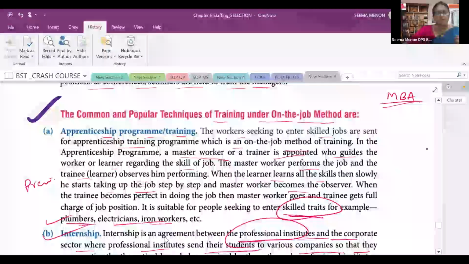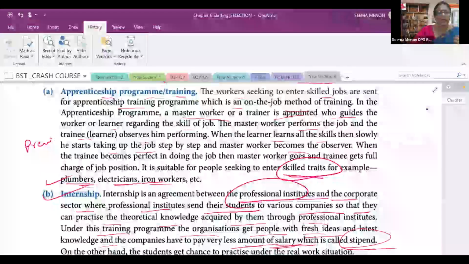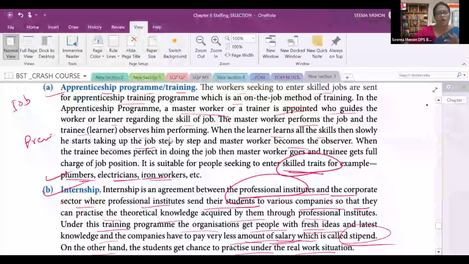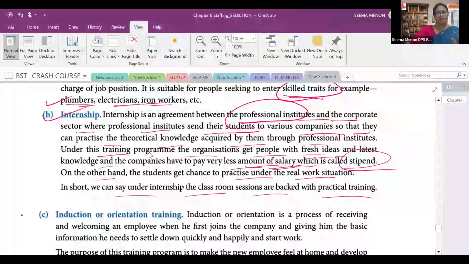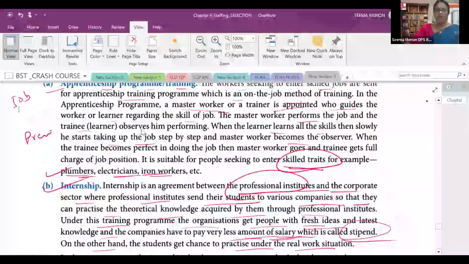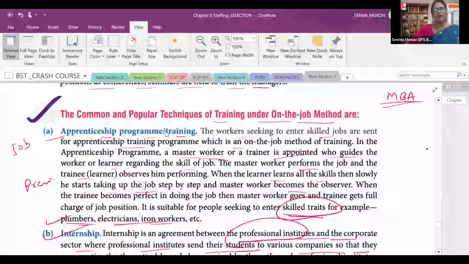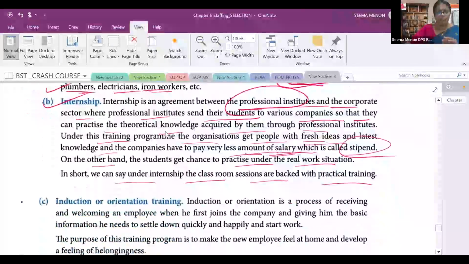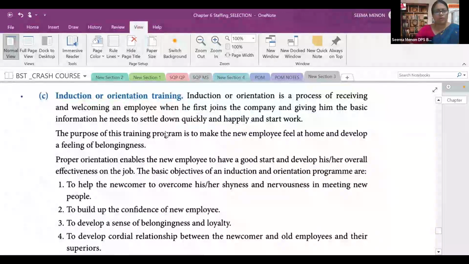And what is the difference? An apprenticeship trainee can become permanent staff. They can get their job over there. But in case of internship, they will not get any job there. That is a temporary learning to know more about the learning process. But apprenticeship means after the training time, they will be confirmed in their job. That can also be. Next one is induction or orientation training.